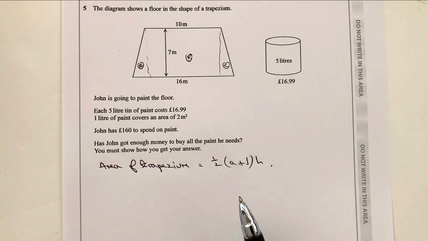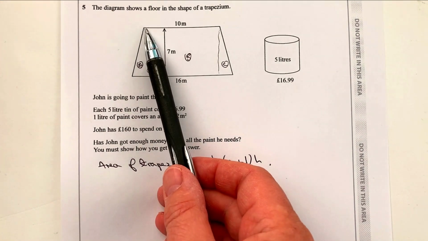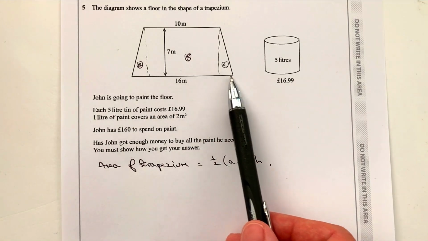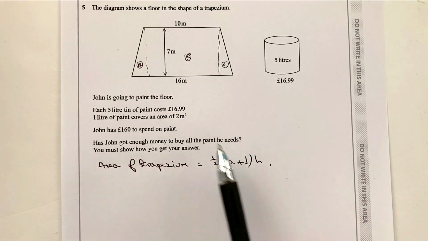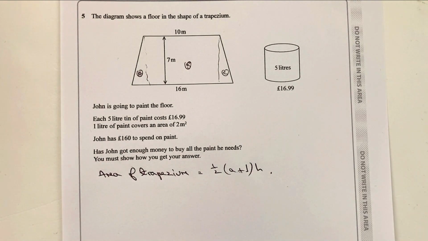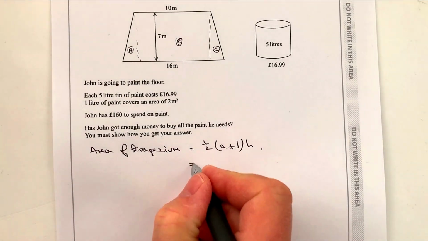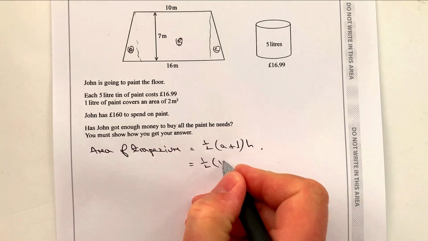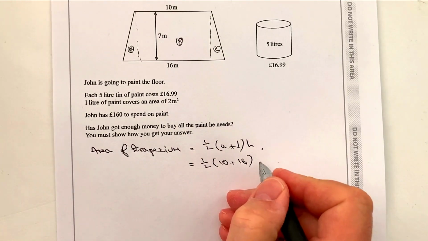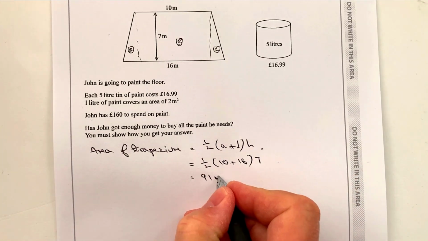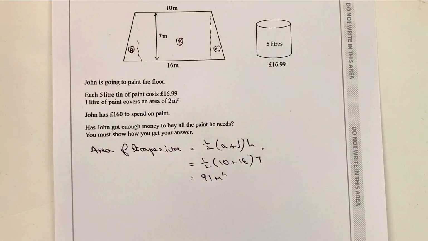What we mean by it is that A is the 10-meter line across the top, B is the 16-meter line across the bottom, and H is the vertical height, which is 7. So if I put that information into this formula, I'm going to get a half, A is 10, plus B is 16, and H is going to be 7. And when I calculate that, I get 91 meters squared. So 91 meters squared is the overall area of the trapezium.